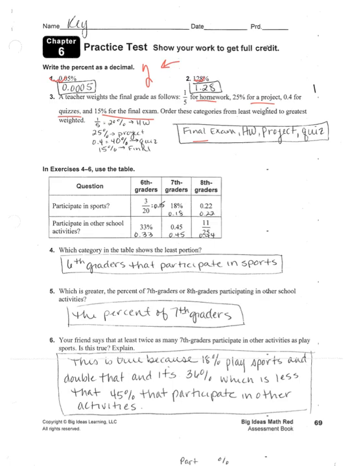So final exam was only 15%. Homework, we found out, was 20% because I could take 1 for the 1/5, 1 divided by 5, which is 0.2, and then change that to the percentage. Then came the project, and the project's already in a percent form at 25%. And then a quiz is 0.4, which I can make the percent by moving it 2 places to the right.